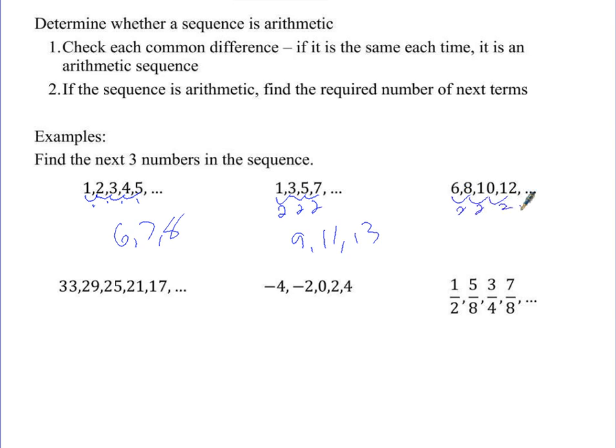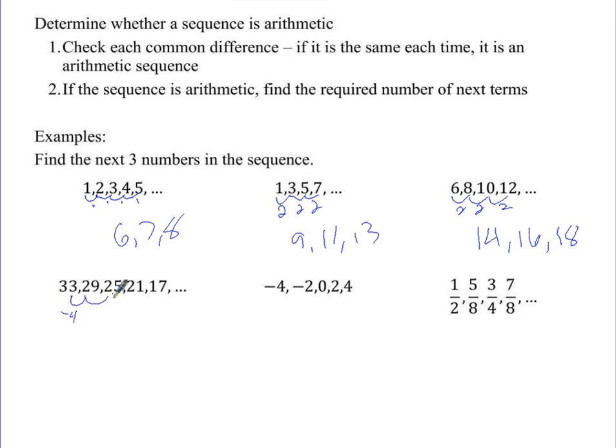Is this an arithmetic sequence? Yes. What are the next three terms? 14, 16, 18. How about the next one? Now we're decreasing by 4. Or we could say that we're adding negative 4.